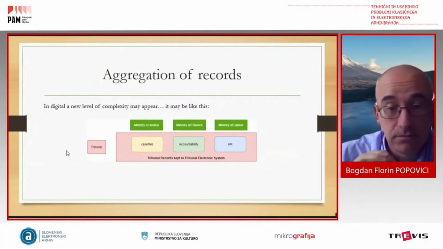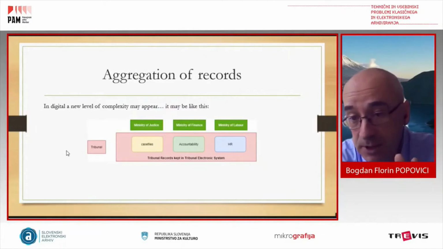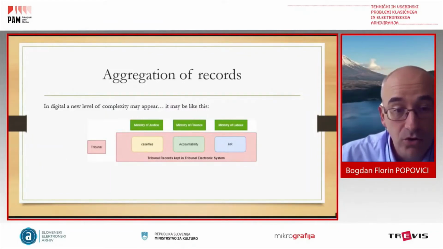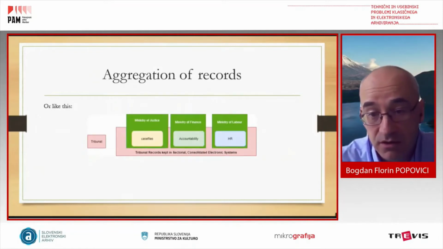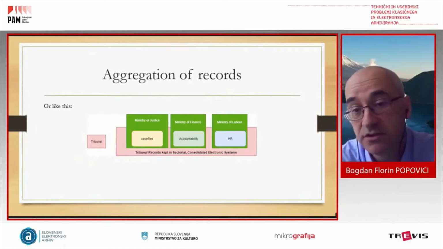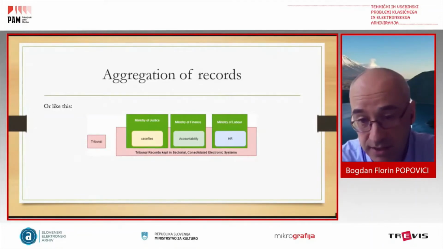In a digital realm, a new level of complexity may appear, because we can have them in a very similar manner as we had it on paper. So the tribunal has its own system that manages everything. Or we can have various systems administered by those who issued the regulation, that is the Ministry of Justice, of Finance, or of Labor, and the tribunal and or other similar organizations would connect to those systems in order to administer their records.